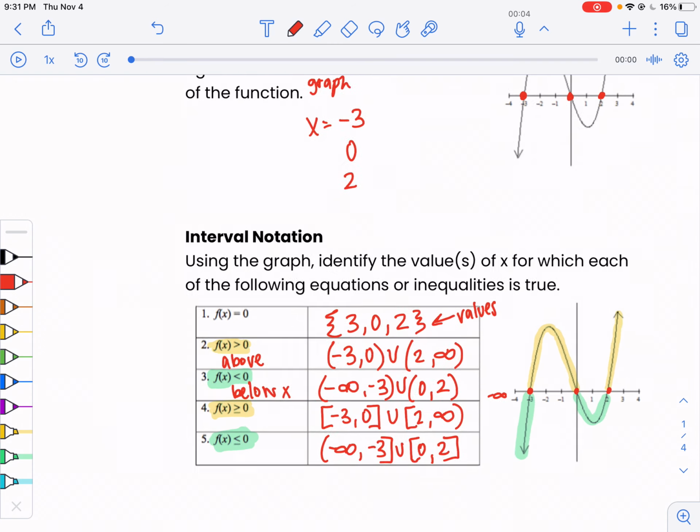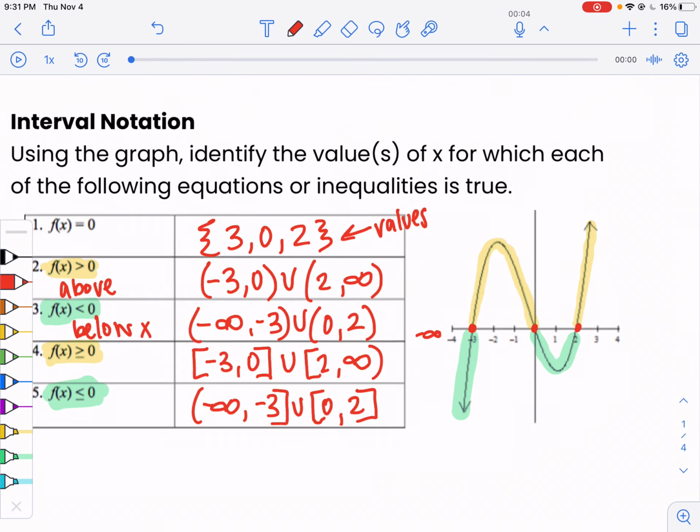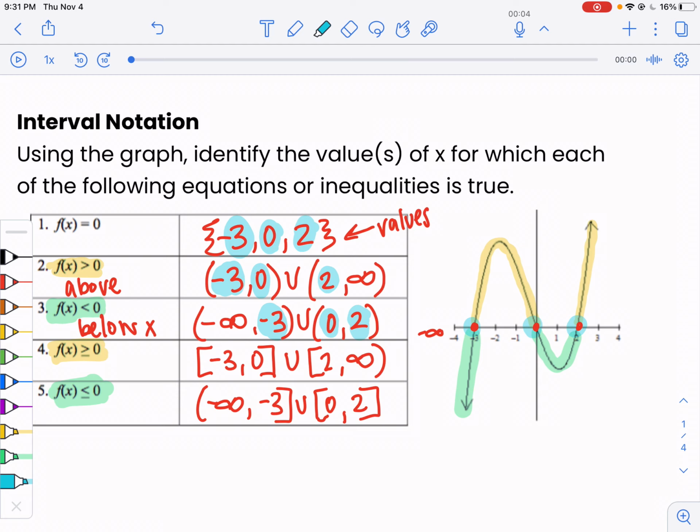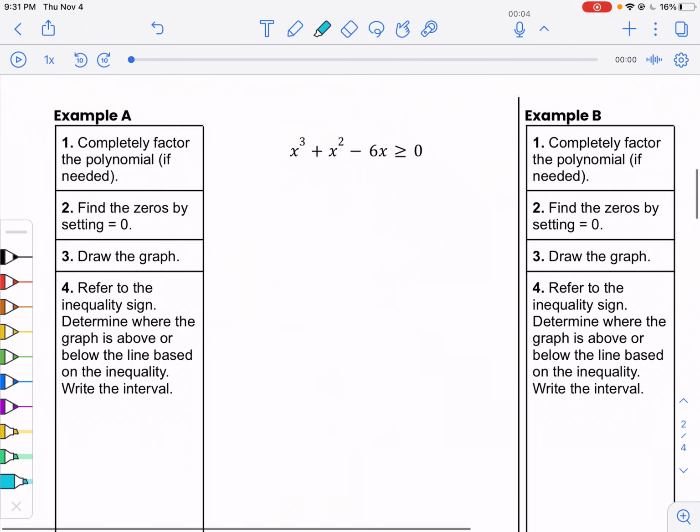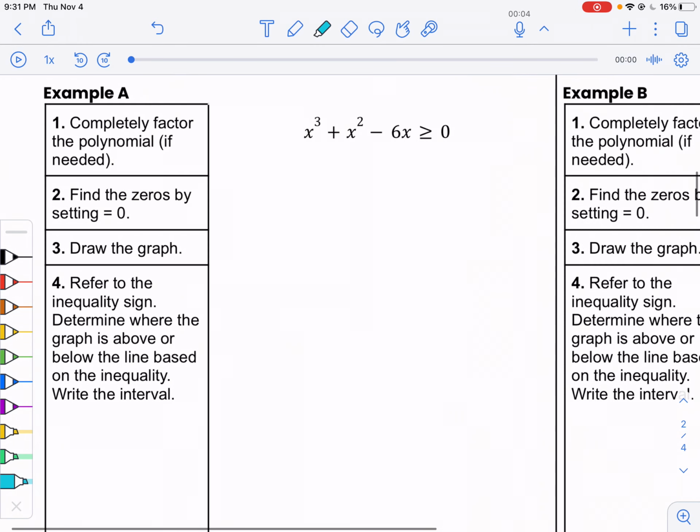You'll see those points that we had: -3, 0, and 2. Those are the only numbers we really use here. They are our really important points, and we're going to see them throughout, in every single option. All of those answers have those numbers in them. So that's a quick review of interval notation. We're going to use it to solve our polynomial inequalities today.